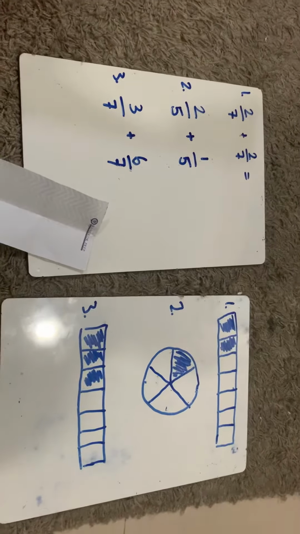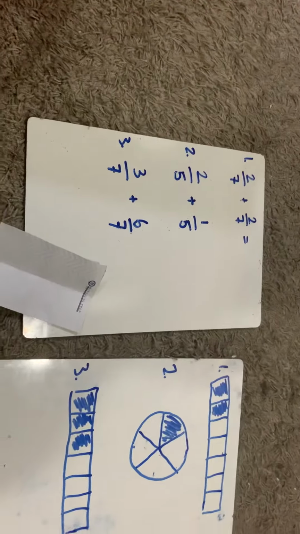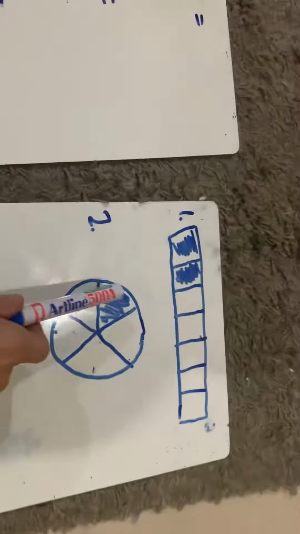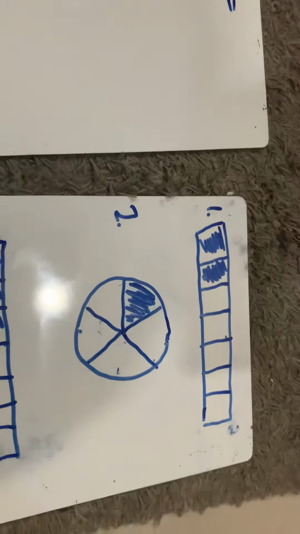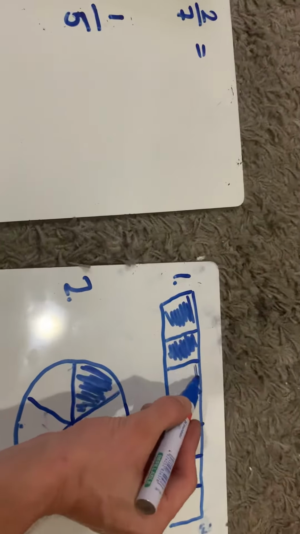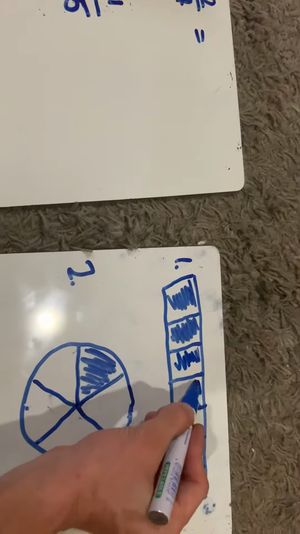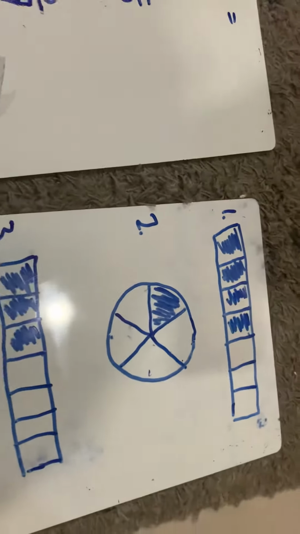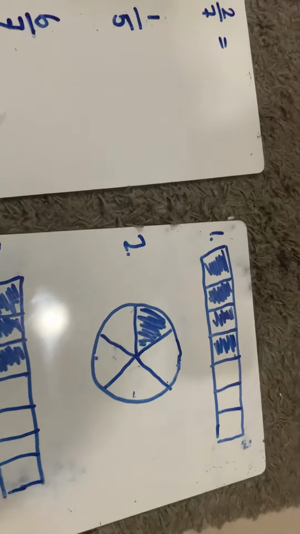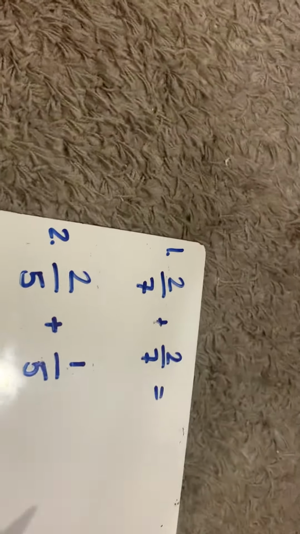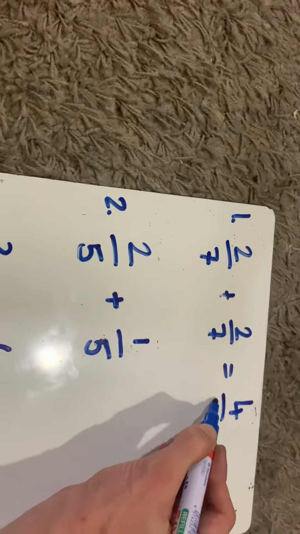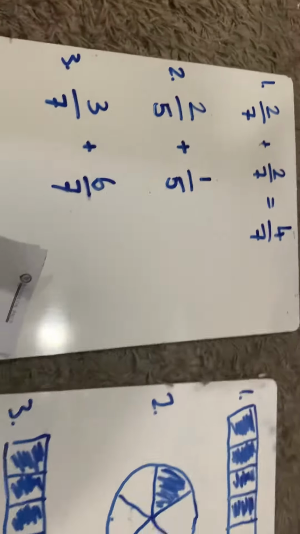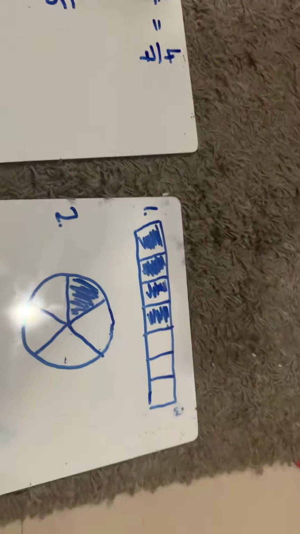Just look at this first example. We've got 2 sevens plus 2 sevens. Let's go over here. So imagine we've got a chocolate bar. And you've already eaten 2 sevens of that chocolate bar. And then you eat another 2 sevens of that chocolate bar. So how many chocolate bars have you eaten altogether? Well, we can see that 2 sevens plus 2 sevens is 4 sevens.